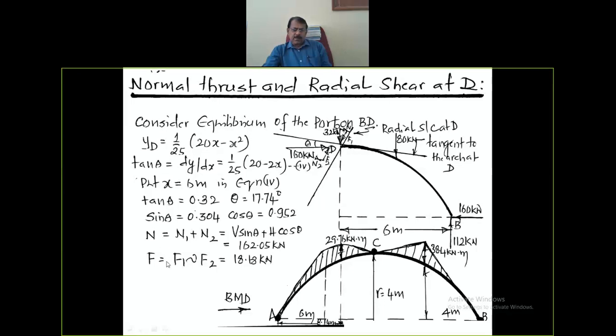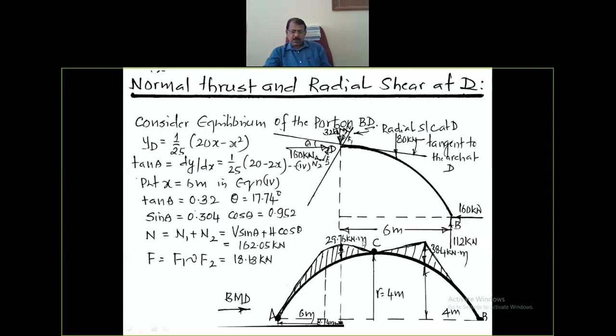So the values of the normal thrust and radial shear obtained here are: the magnitude of the normal thrust is 162.05 kilonewton, and the magnitude of the radial shear is 18.18 kilonewton. After evaluating the normal thrust and radial shear, the last part of the problem is to draw the bending moment diagram. So let us draw the bending moment diagram for the given arch.